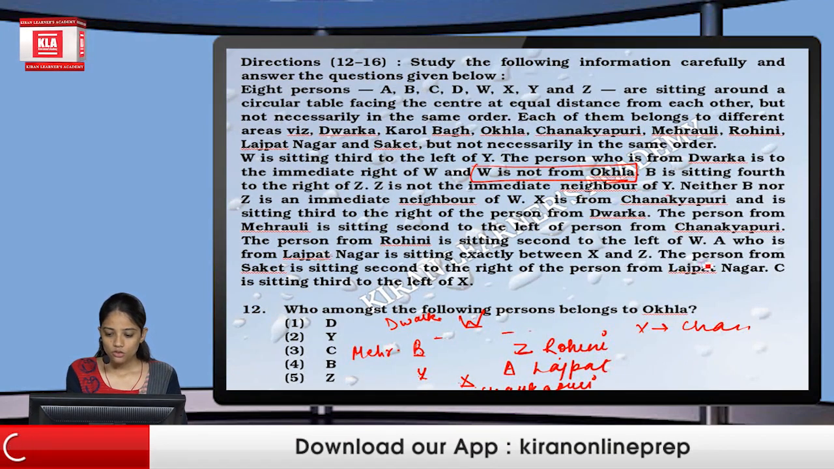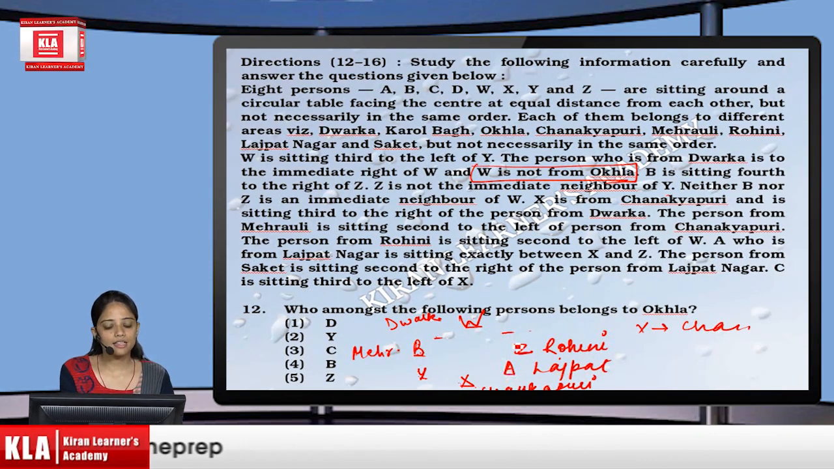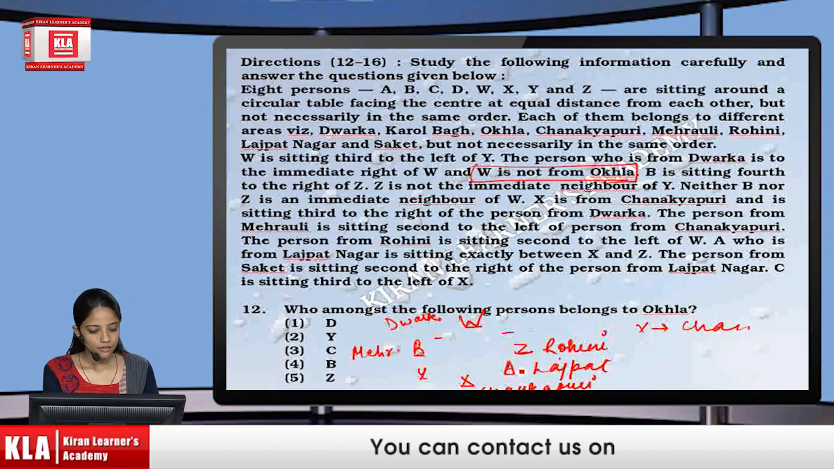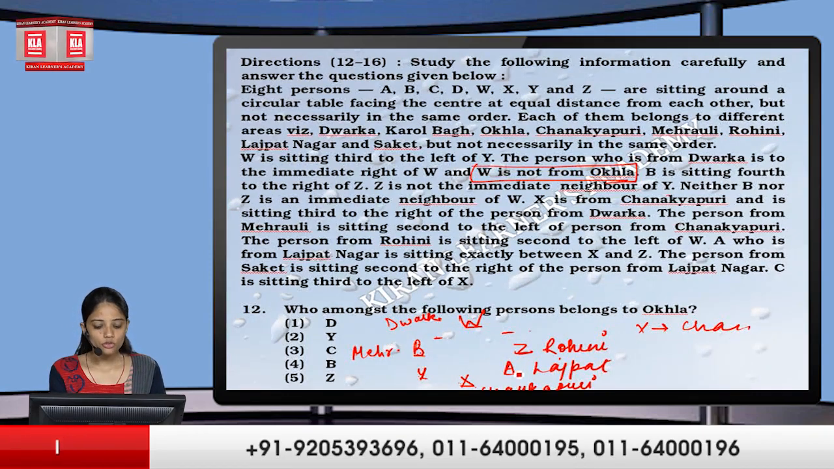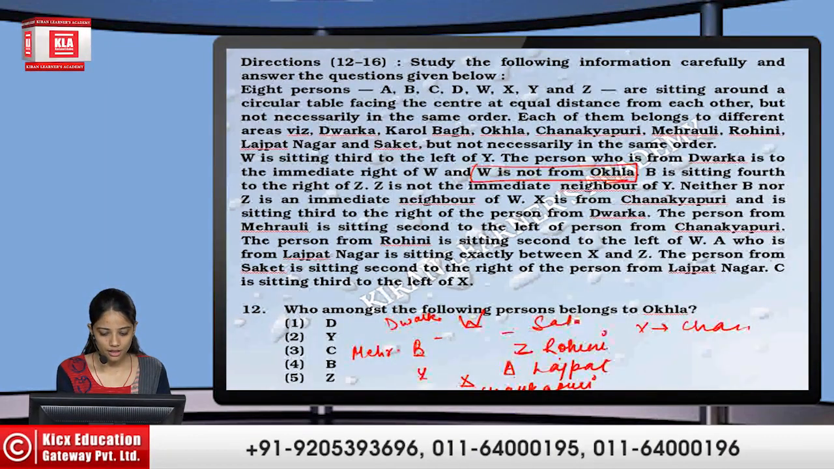Then the person from Saket is sitting to the second right of the Lajpat Nagar. Lajpat Nagar means A, and the person who is from Saket is to the second right, 1 and 2 right. This means it is from Saket.